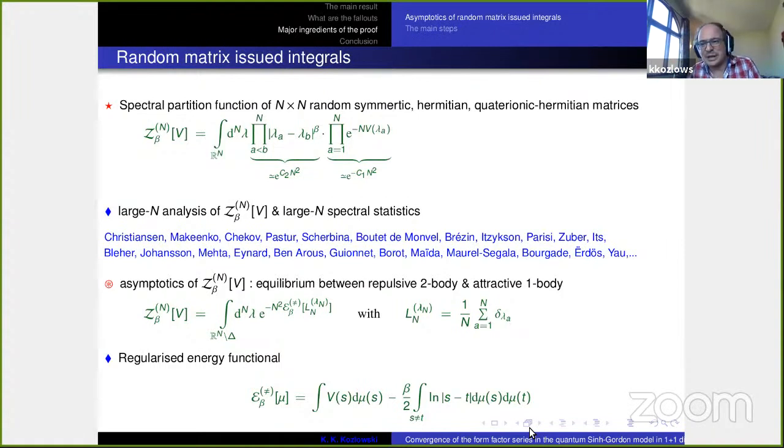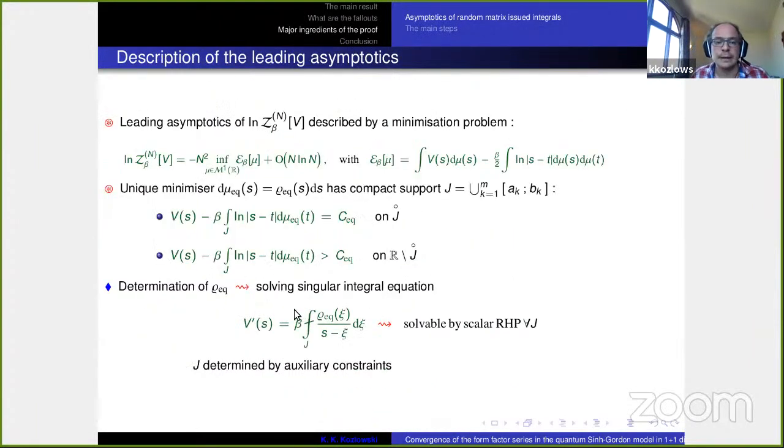And then, of course, the natural idea is that if n is very, very large, then you can approach any probability measure by sums of Dirac masses. So the integral should localize at the minimum of this functional on the space of probability measures. And this is now a theorem, well understood in the framework of concentration of measure techniques and large deviations.